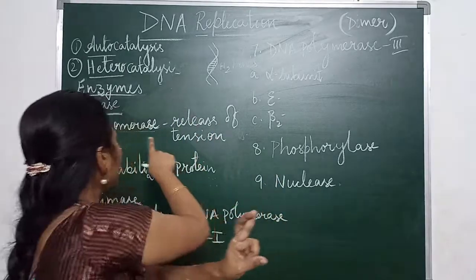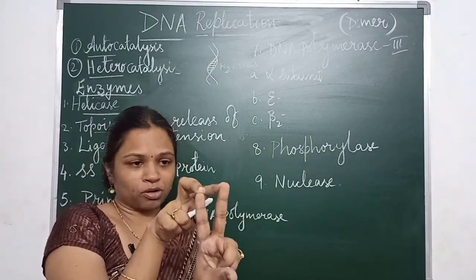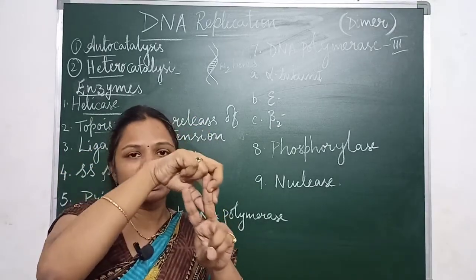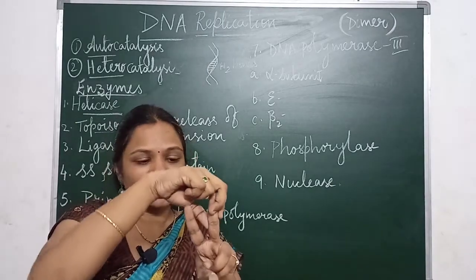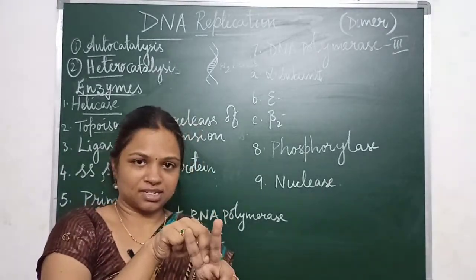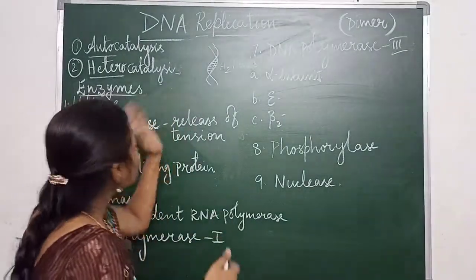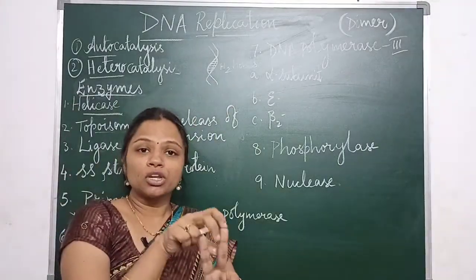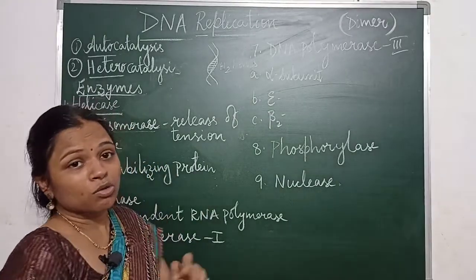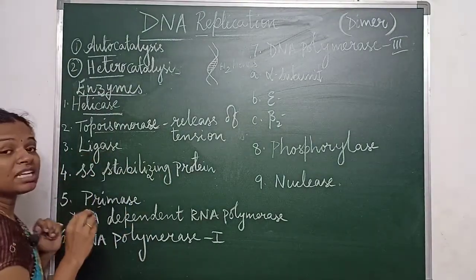So what this topoisomerase does is that, after the unwinding process, to release this tension, it cuts that particular part of the polynucleotide chain, twists once again to release the tension, and joins it. Understood? So it basically cuts, twists and then reseals this particular polynucleotide chain in order to release the tension. And the resealing is done by the next enzyme, that is nothing but the ligase.